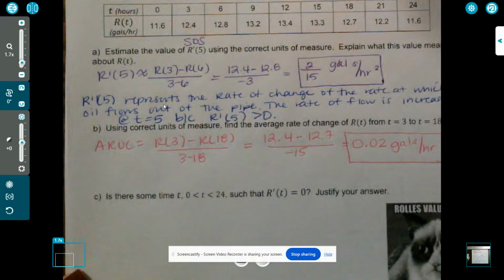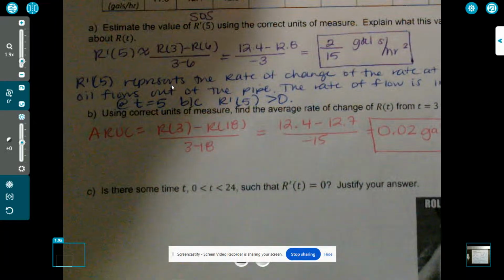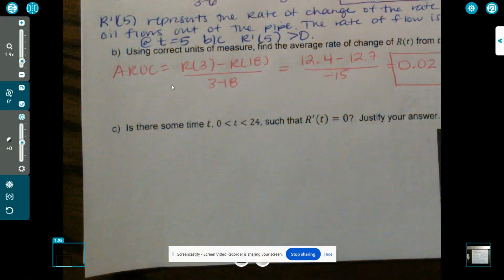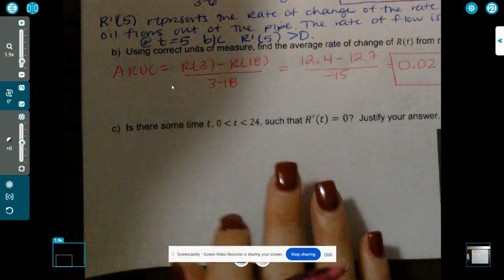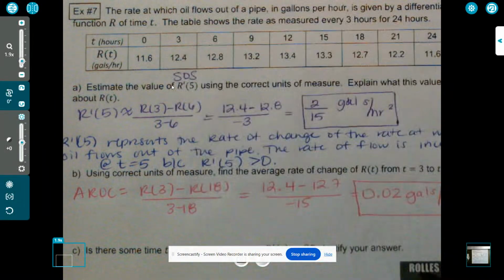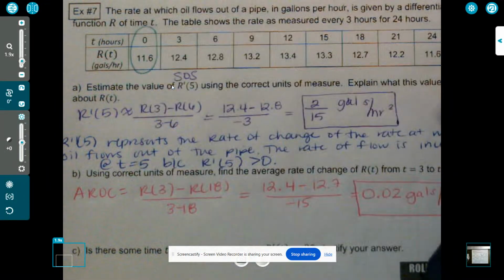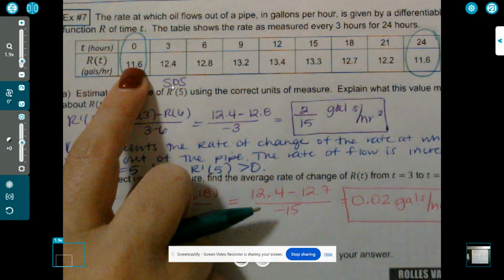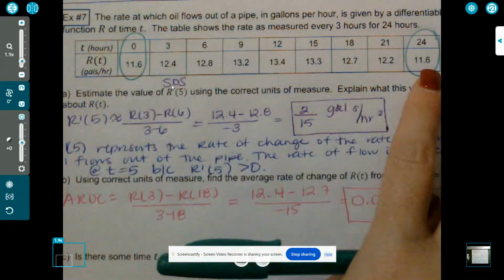And then the last one says, is there some time t in the interval 0 to 24 such that r prime of t equals 0? All right, we'll go back up here and look at your table. Okay, we're talking about 0 and 24. So r of 0 is 11.6. R of 24 is 11.6.